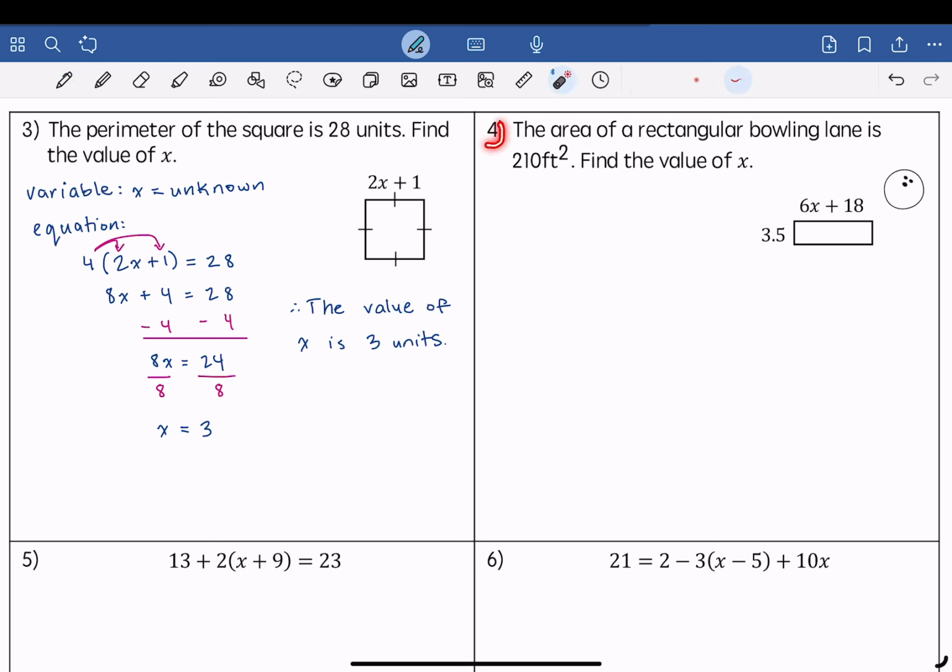Question 4. The area of a rectangular bowling lane is 210 square feet. Find the value of x.